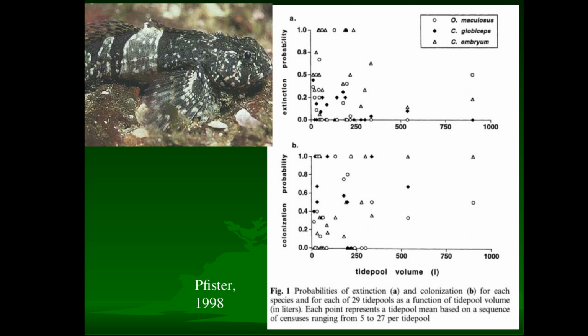So we have extinction probabilities here and colonization probability with the tide pool volume. Obviously, there's a lot of noise here. But as the tide pool volume goes up, the extinction probability seems to be going down. I mean, there's a high rate of extinction for small pools and larger pools more intermediate.